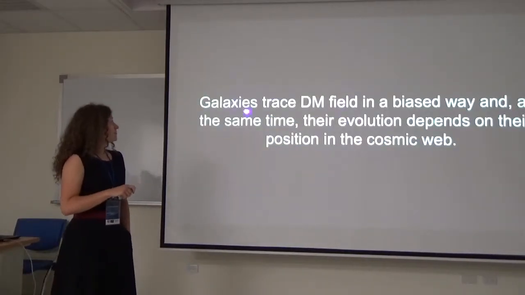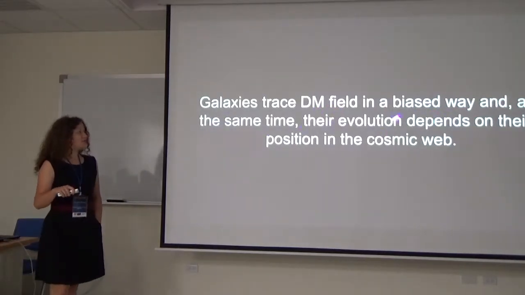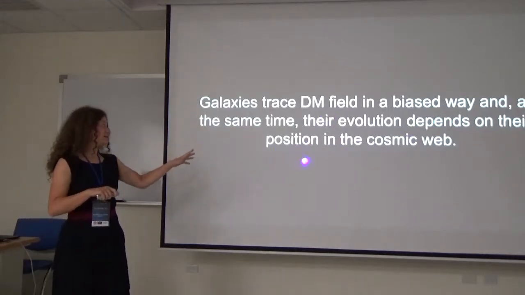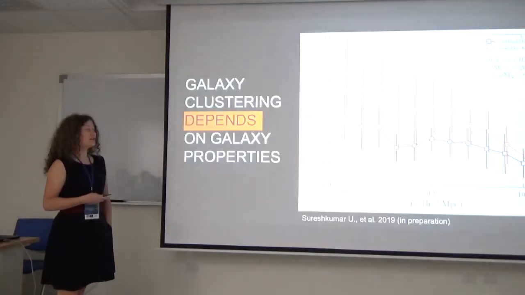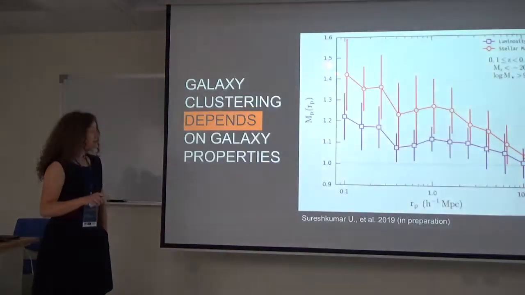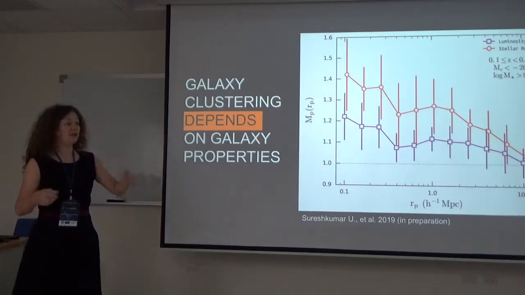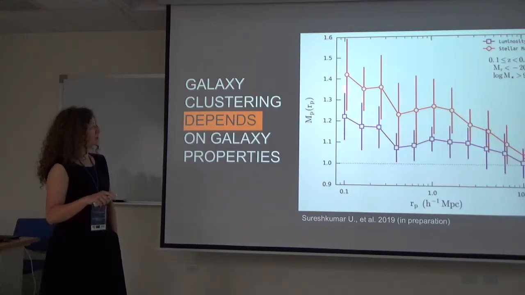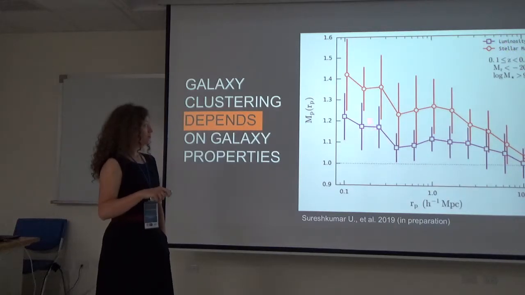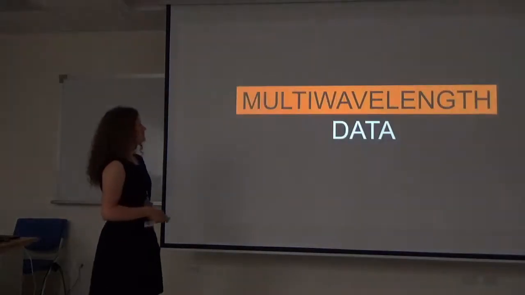galaxies trace the dark matter field in a biased way, but the problem is that at the same time the evolution of the galaxies themselves depends on the position in the cosmic web, which means on the environment. And the best indicator of the clustering and of the environment dependence of the clustering is stellar mass, which is shown here. This is a marked correlation function with the marks of stellar mass and luminosity, and stellar mass is always the better indicator of the changes.